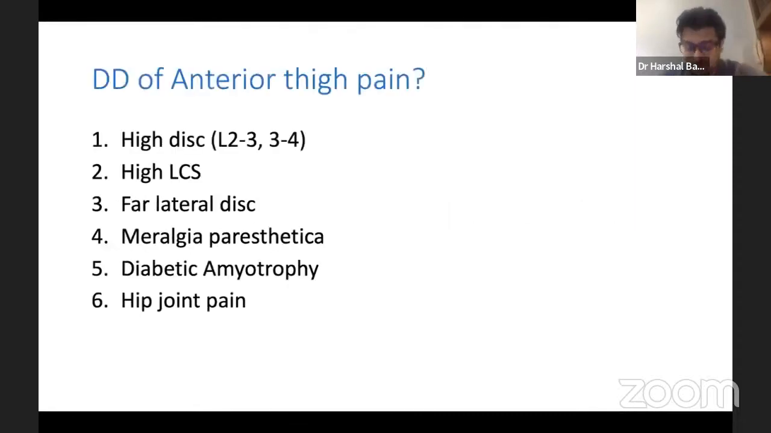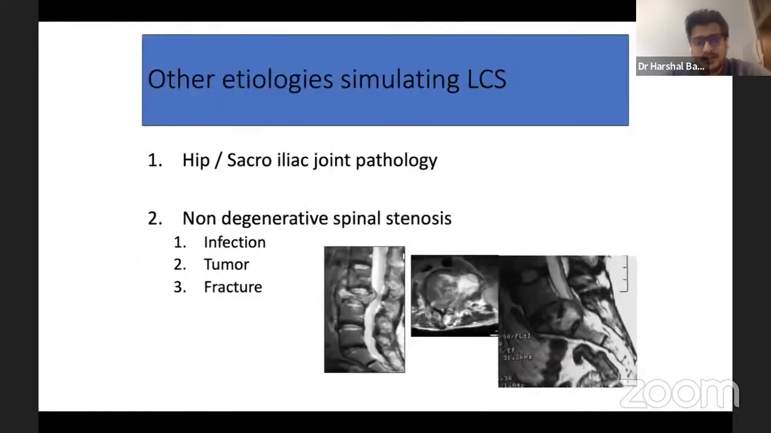Anterior thigh pain. More often than not, you will find patients with multi-level LCS and anterior thigh pain. It is important to know that you should look for a high disc, a high-level LCS, far lateral discs at lower levels, some neuralgia kind of phenomena, peripheral neuropathies, and also hip joint pathologies. Certain etiologies which simulate LCS, so these are all red herring signs. Always look out for the hip and sacroiliac joint, always assess them.